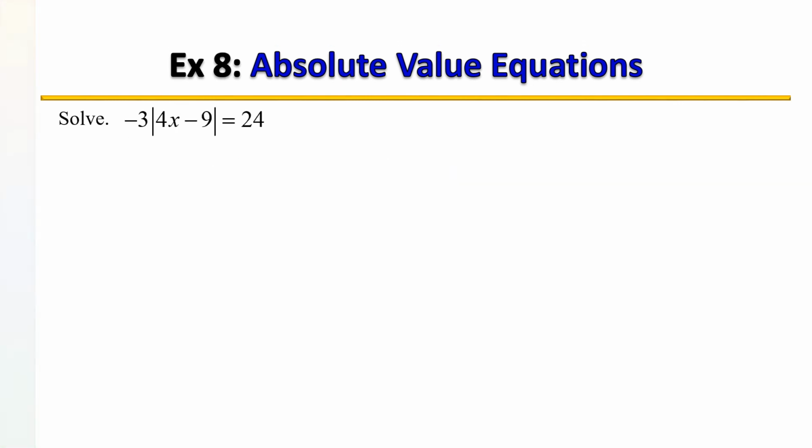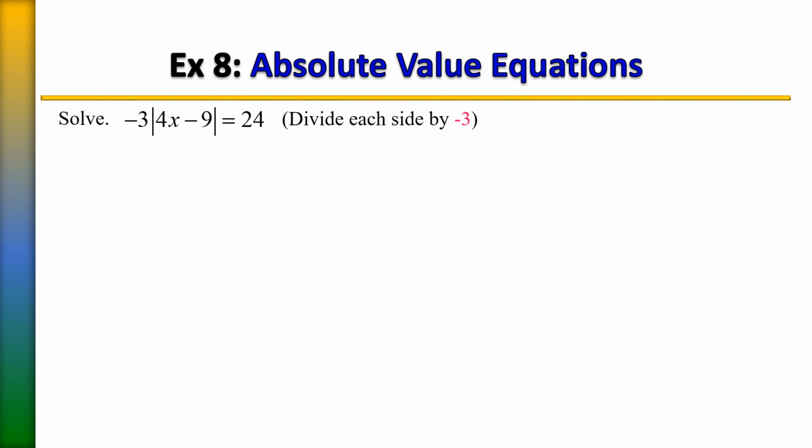In this example, we have negative 3 times the absolute value of 4x minus 9 equals 24. So the first thing we need to do to isolate our absolute value symbol is to divide by negative 3. And you know the rules for equations. Whatever you do to one side, you certainly must do to the other. So let's go ahead and do that.